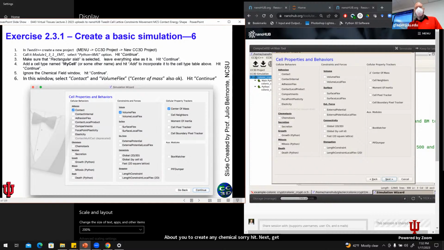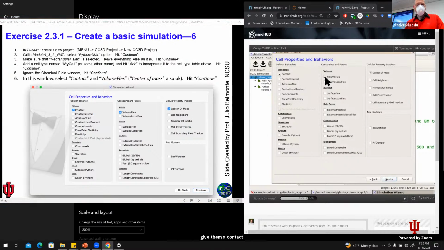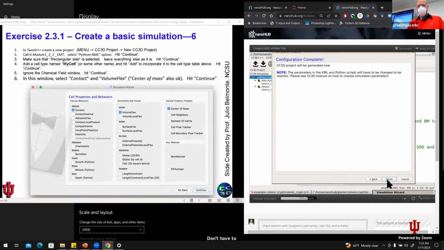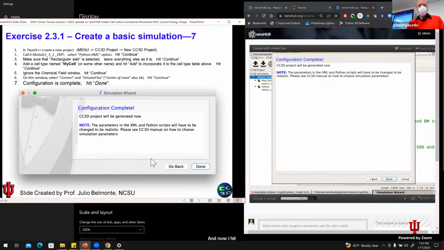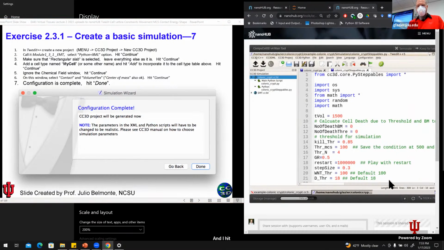And now what am I going to do with my cells? I'm going to give them a contact energy. I click contact. I'm going to give them a volume. And to begin with, that's all I'm going to do. I'm going to give the cells a volume and a contact energy. So click contact, volume flex, center of mass is clicked by default, so I don't have to do it. Okay. And now I hit next. And I hit finish.